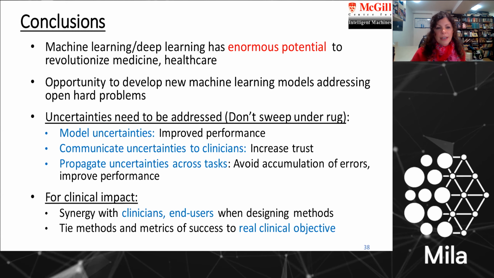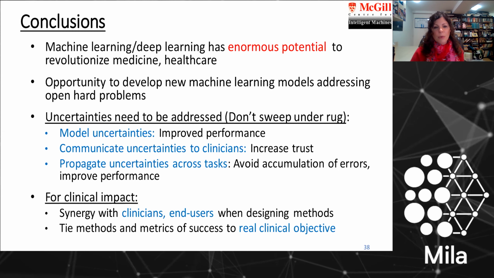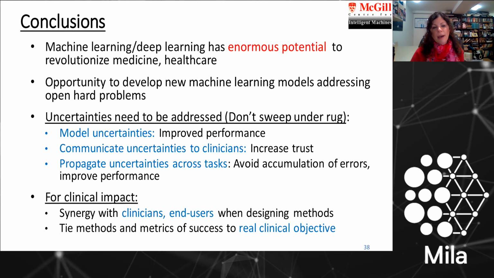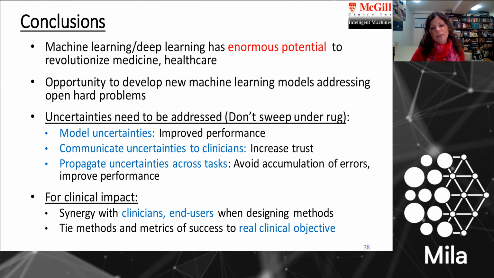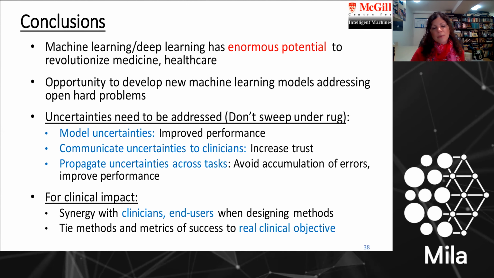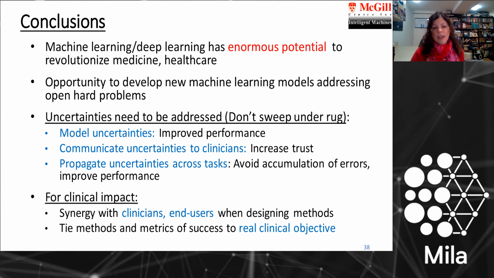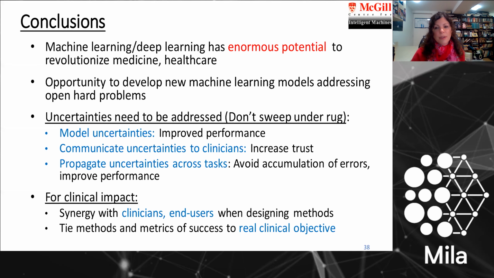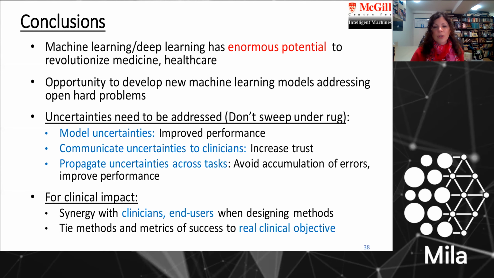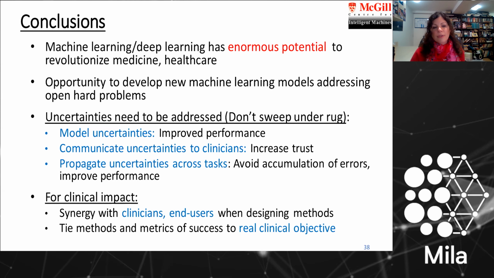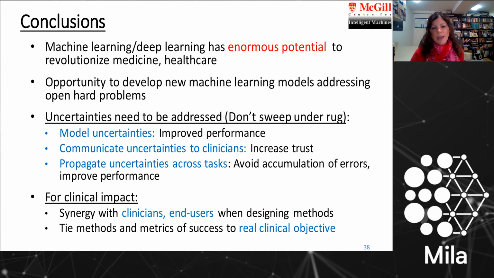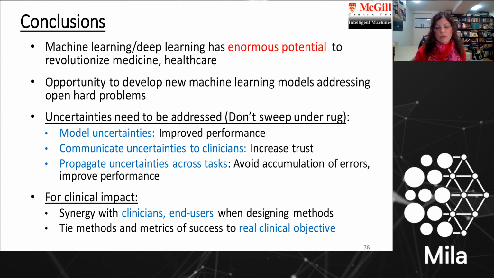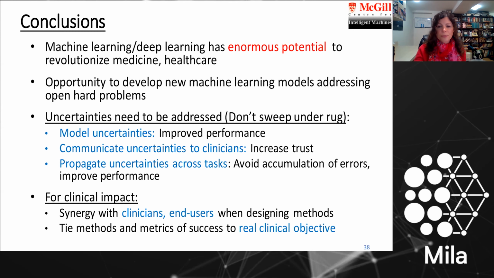I think the theme today generally is in line with our message that for clinical impact, as we develop our machine learning methods, we need synergy with clinicians and the end users. It's very important so that we can design our methods to be doing something that would be useful in the clinic and for clinical trials as well. And it's very important to tie the methods themselves and the metrics of success to the real clinical objectives.